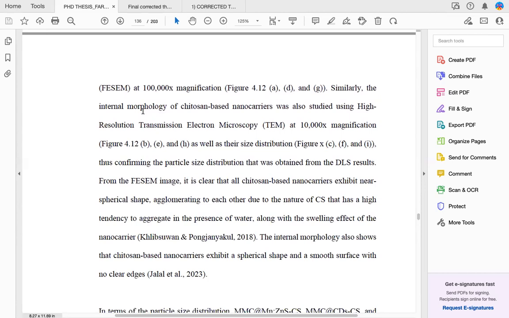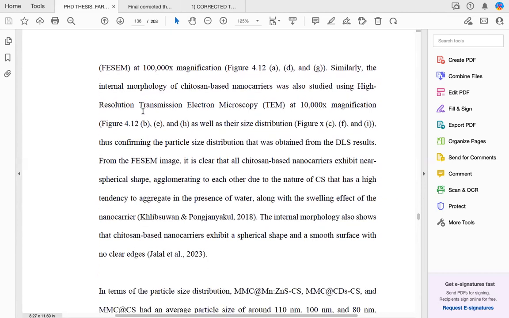Right. So let's look at this. From the FESEM image, it is clear that all kinds of sun-based nanocarriers exhibit a near spherical shape. Okay, shape you can discuss for FESEM. And the agglomeration: if there is agglomeration, if there is a rough surface, if there are swelling effects, because it's morphological.